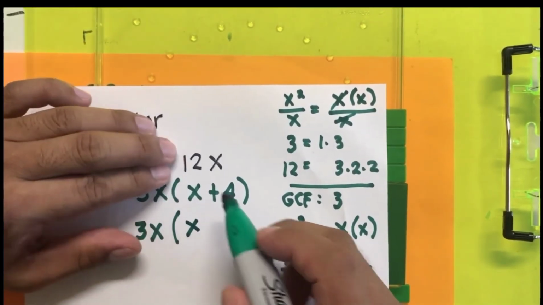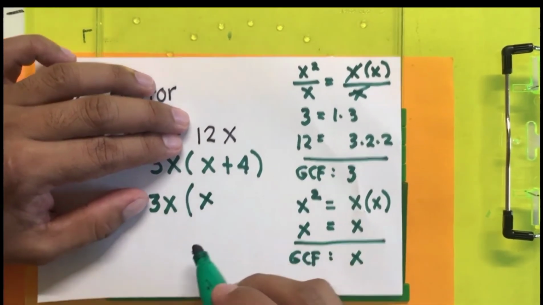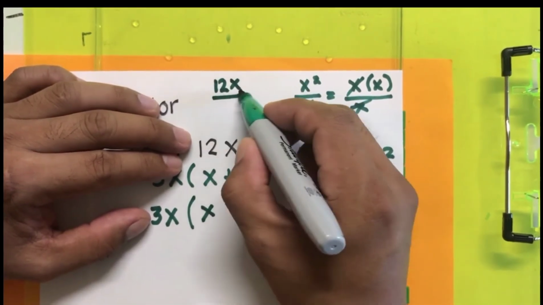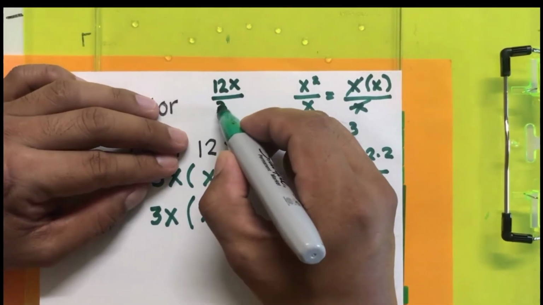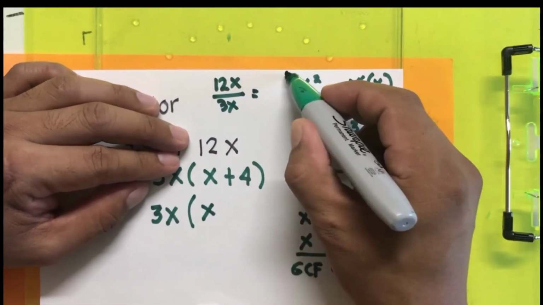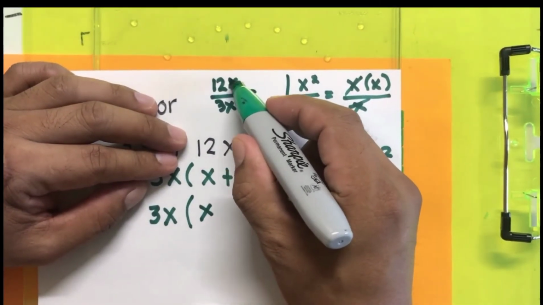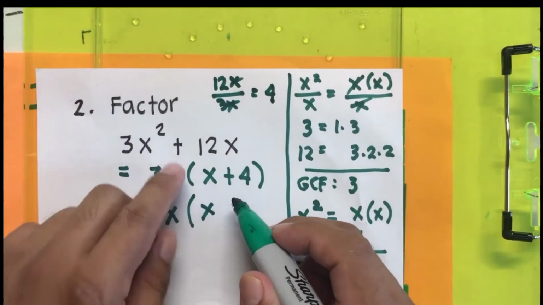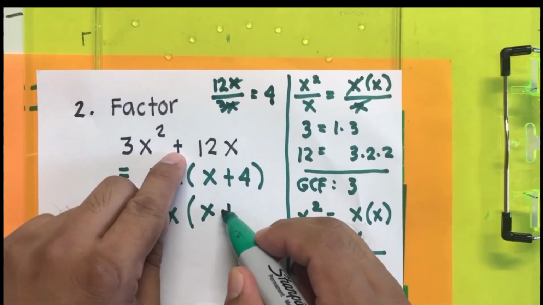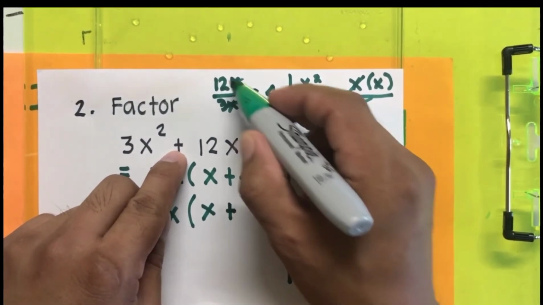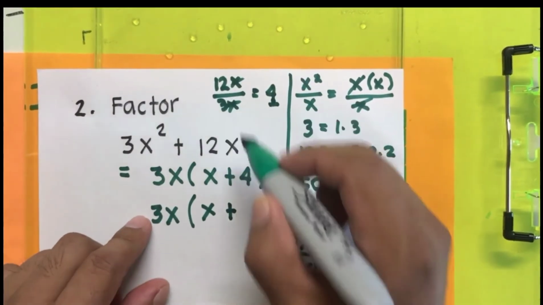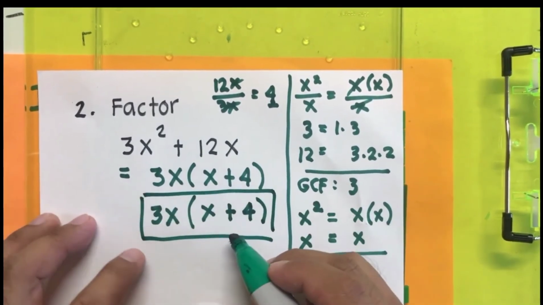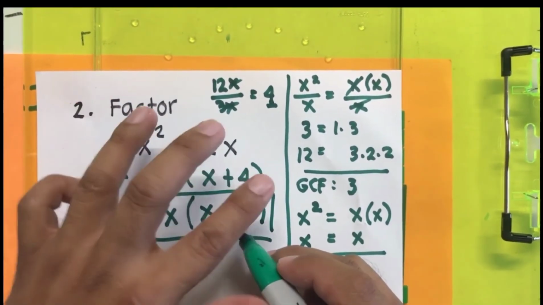We go to the second term. The second term is 12x divided by 3x. So let me write here. 12x divided by 3x. So we'll be able to cancel out the x. 12 divided by 3 is 4. So don't forget to get that operation plus, and this one, the quotient of 12x by 3x, and the answer is 4. So this would now be our factored form of 3x squared plus 12x.